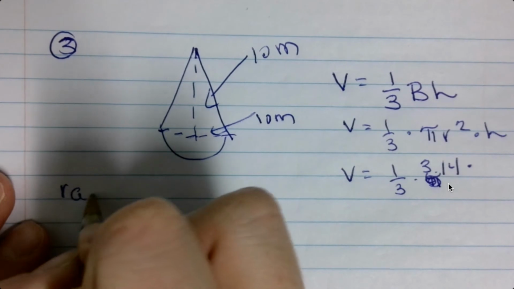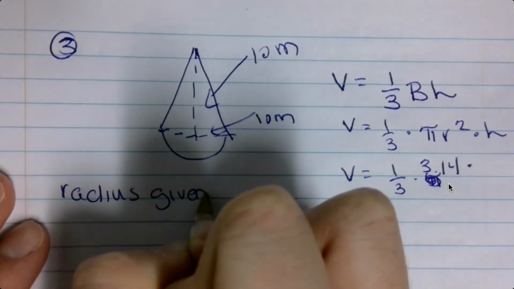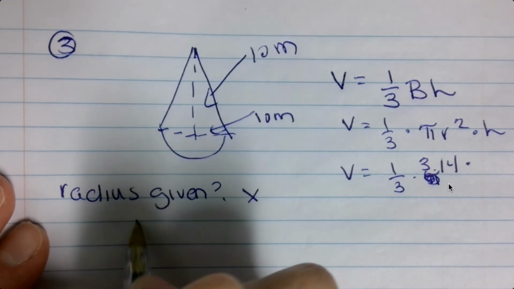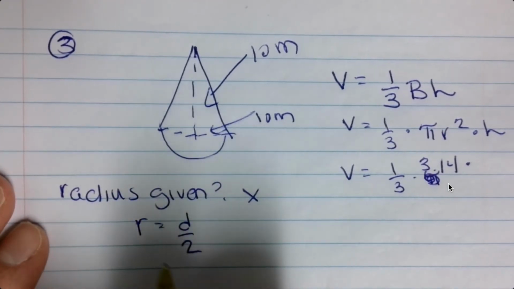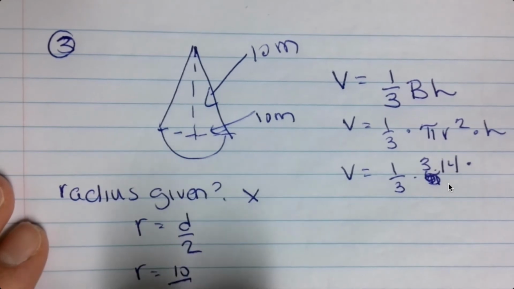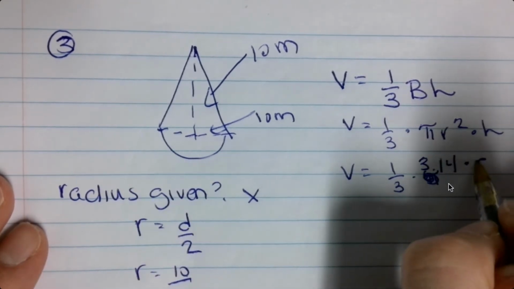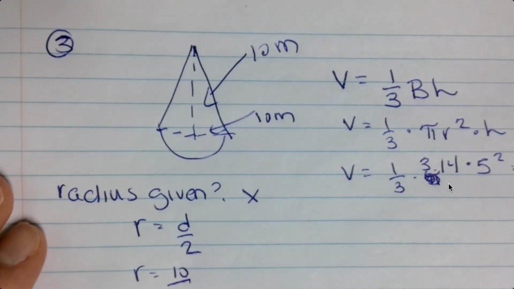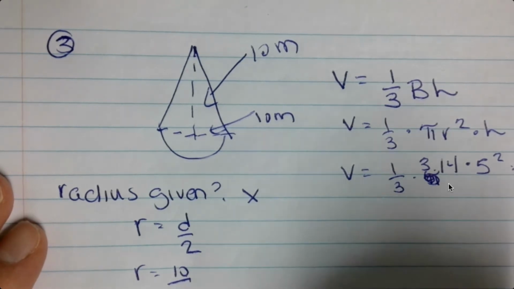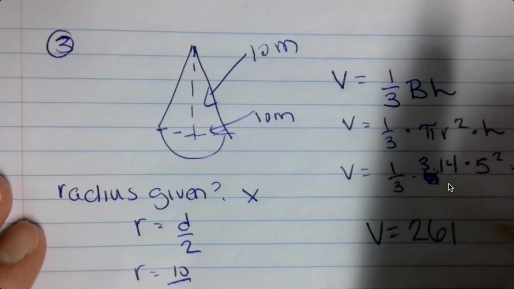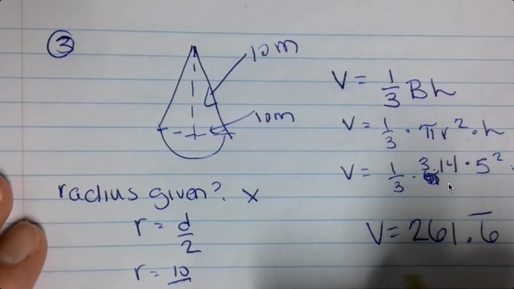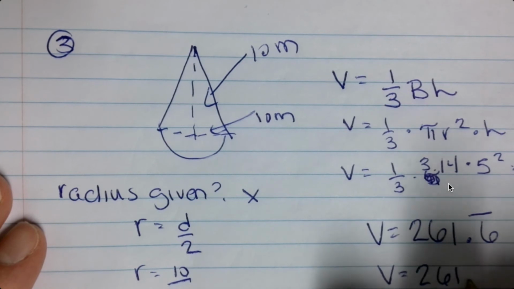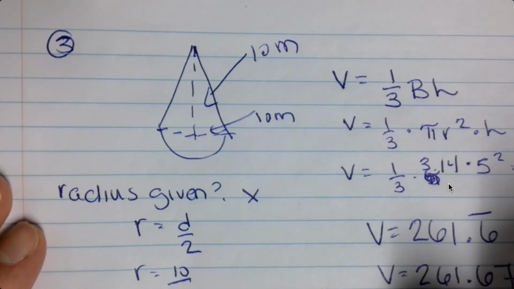And then you think about, is the radius given? It is not, so you have to take your diameter and divide it by 2. So we're going to take 10 and divide it by 2. So r equals 5. So times 5 squared and times your height of 10. Again, if you plug that in, 1 times 3.14 times 5 times 5 times 10. Divide that whole thing by 3, and you get 261.6 repeating, or if you round it to the nearest hundredth, it would be 261.67, and this would be meters cubed.